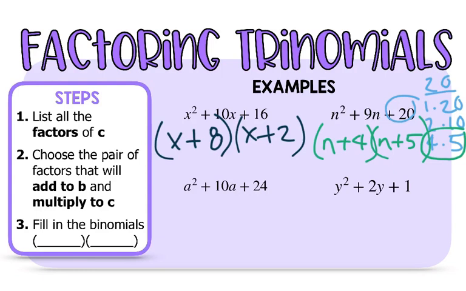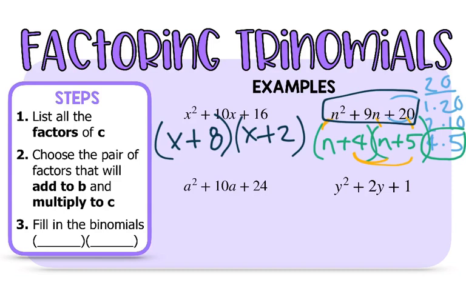Remember, what this means is that I could always FOIL it back out, so take the n and multiply it to both, and take the 4 and multiply it to both, and you would end up getting the exact same thing that we started with in the beginning right here. Okay, I'll do the third one with you and then I'll have you pause the screen and try the last one on your own.